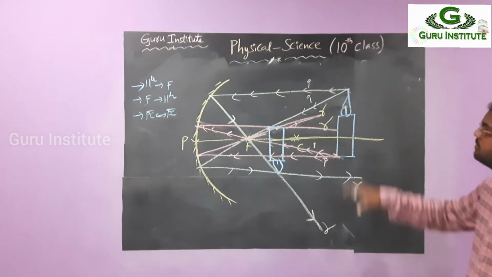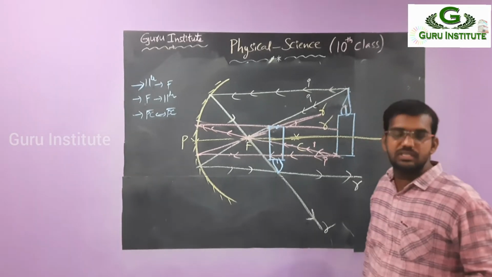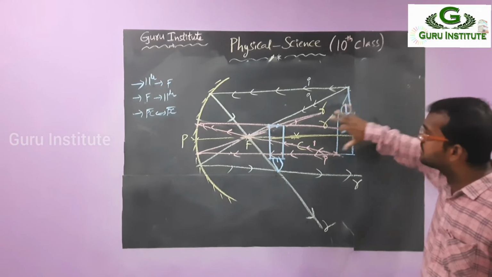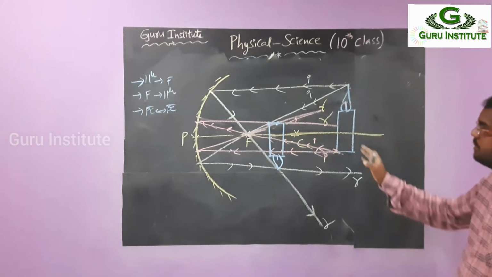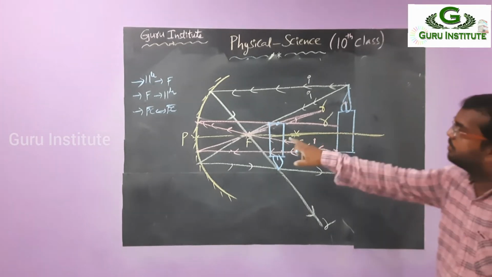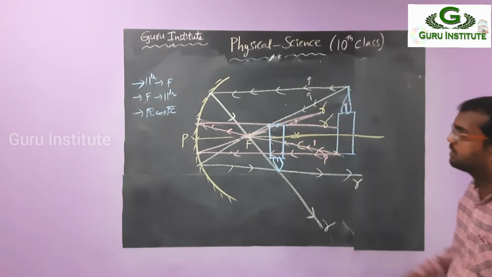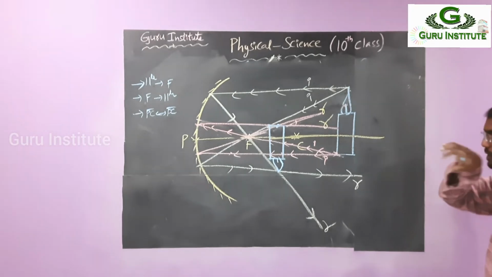And if you observe this one, which size is more? Object size is large compared to the image size. So the image is the smaller one, and it is formed between F and C. We will see this case later, but now you are observing only the basic concept.